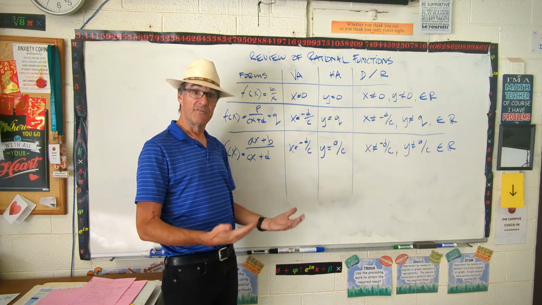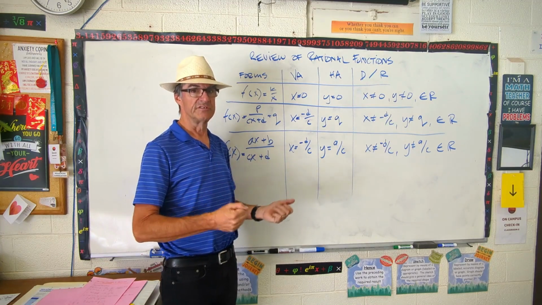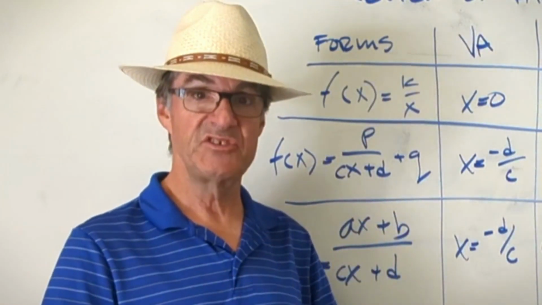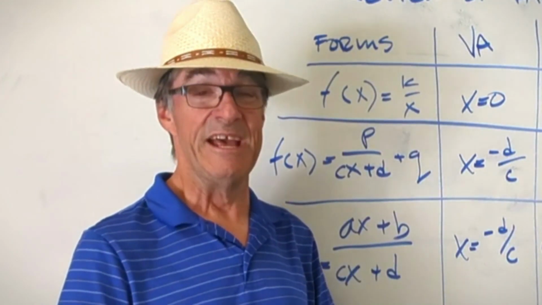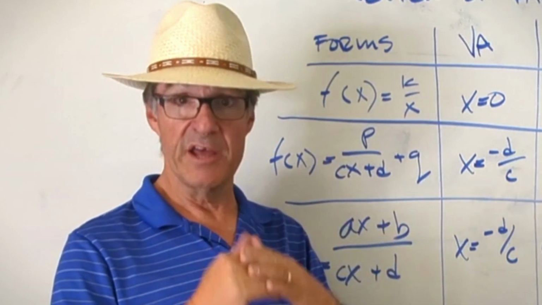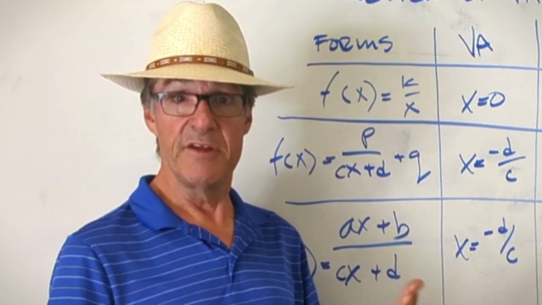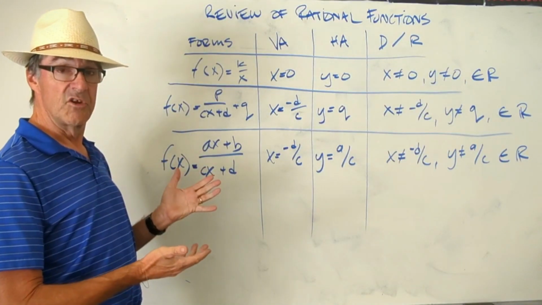Today, we're going to do a review of everything we did in Chapter 4, which is rational functions. Now, before we get started, remember the basic definition of a rational function is a function that has variables in the denominator on the bottom of the fraction. So in this chapter, we discussed 3 different forms, and we're going to go over those real quick right here.